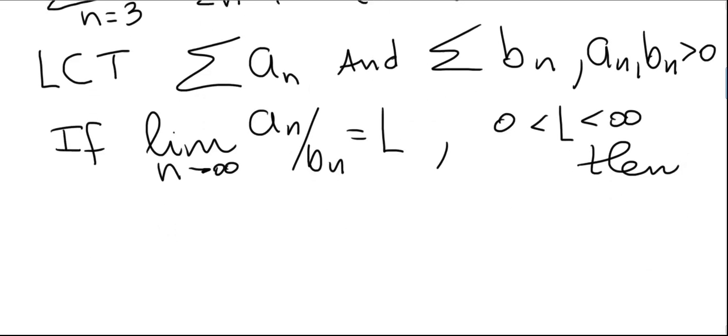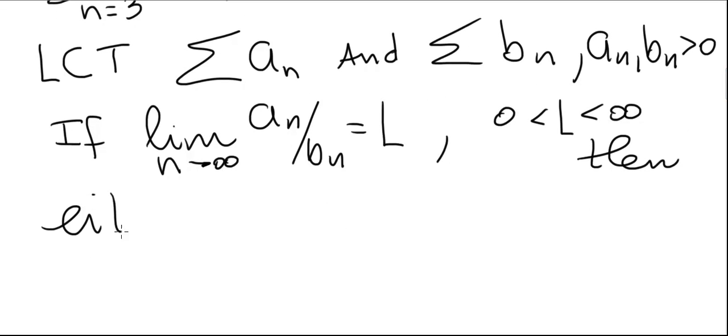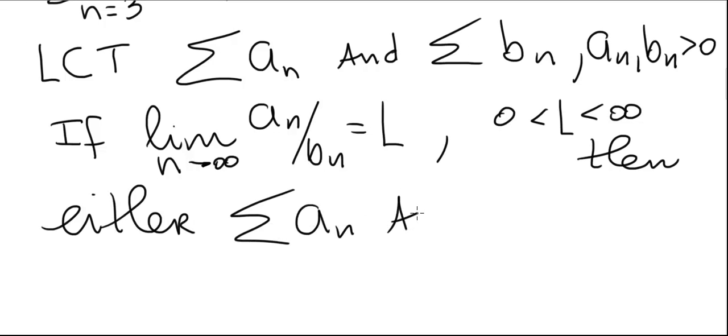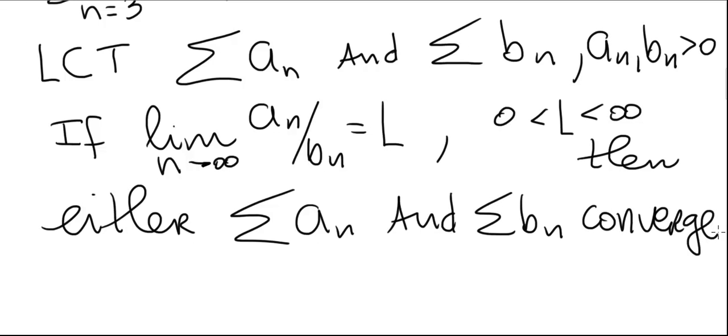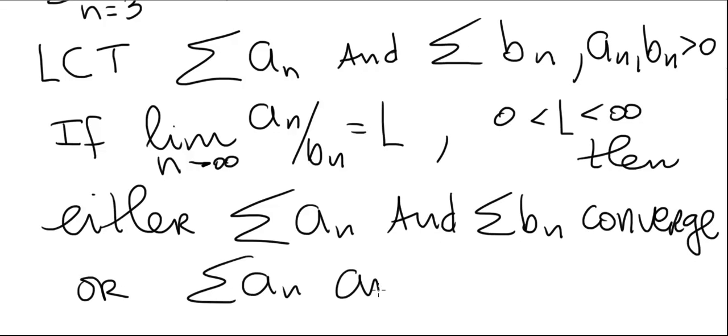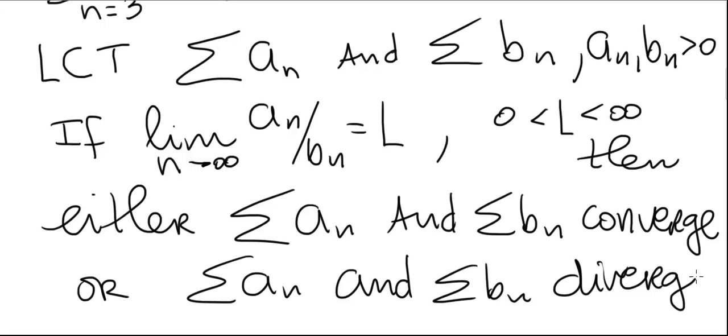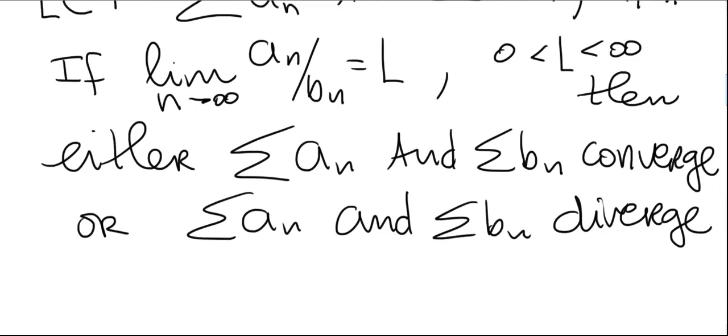Either the two series, the a sub n series and the b sub n series, can both converge, or the a sub n series and the b sub n series both diverge. We cannot have a sub n converging and b sub n diverging, and vice versa.